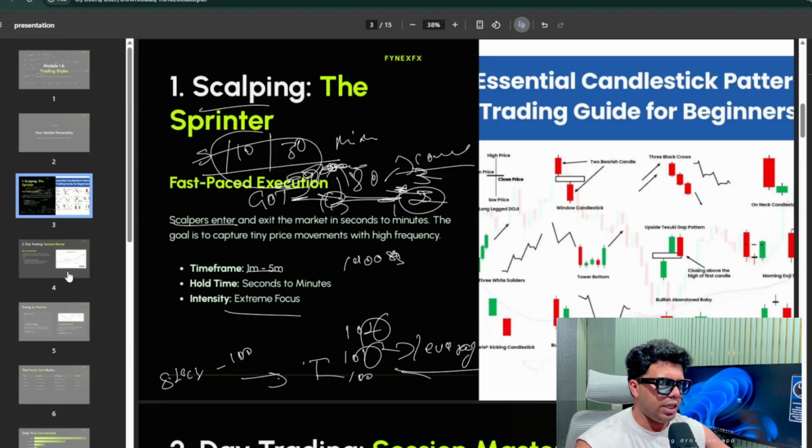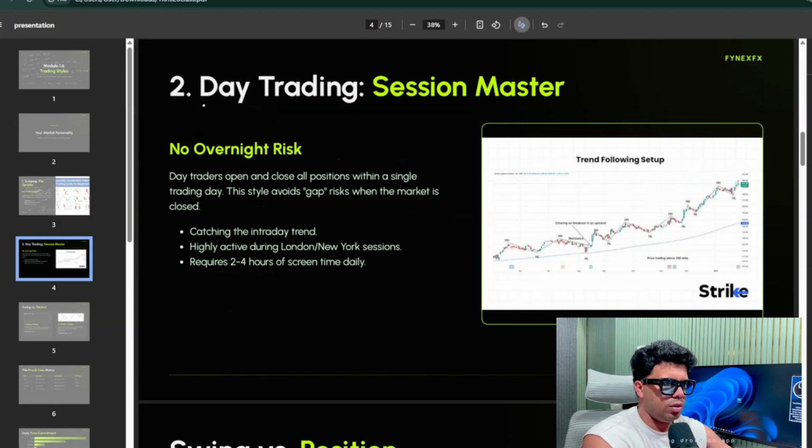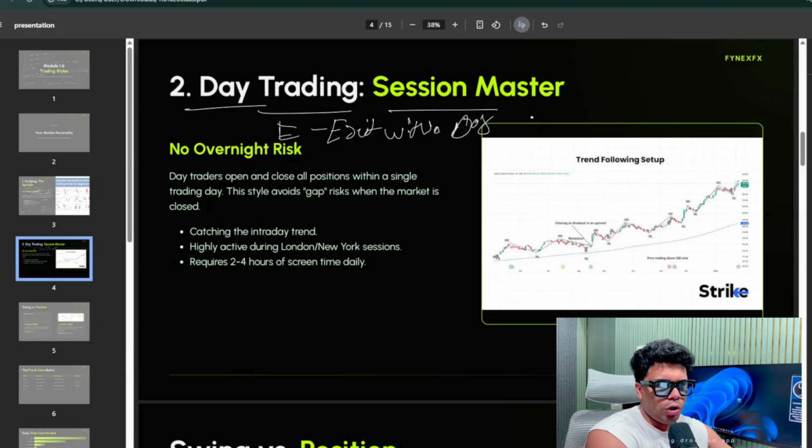Now the second style, day trading. So what is day trading? Day trading is like a session maker. You enter and exit within a day. You are not going to exit like a scalper in a 5 or 10 minute time frame, and you are not going to hold the position for the next days, 2 days, 3 days. You enter in the morning and exit in the evening, or exit at noon. It depends on your TPs, stop loss, capital, and screen time.